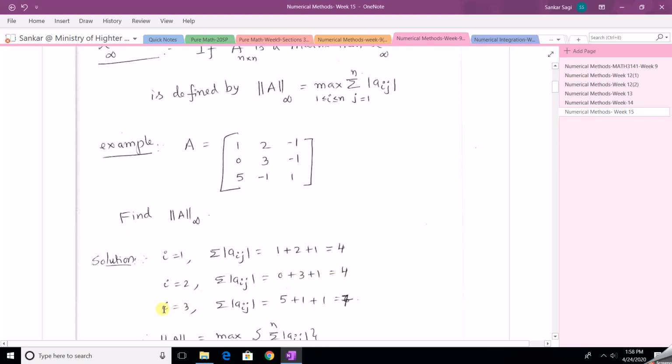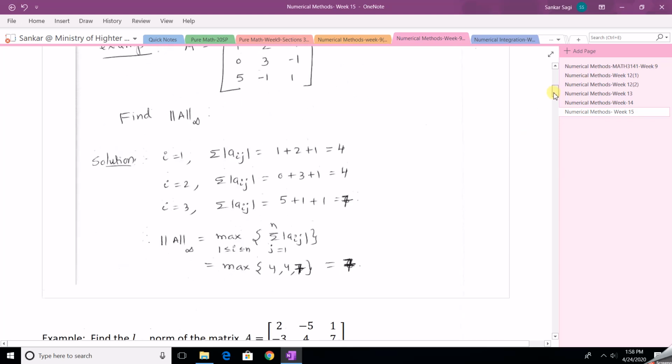And for the third row, similarly, i is equal to 3, the sum of the absolute values of the elements in this row is 5 plus modulus of minus 1, which is 1, plus 1. So 5 plus 1 plus 1 is equal to 7. So we got the sum of the absolute values of the elements for each row. After that, according to the definition of the L infinity norm, we have to take the maximum of those sums. Here you have to find the maximum of 4, 4 and 7.